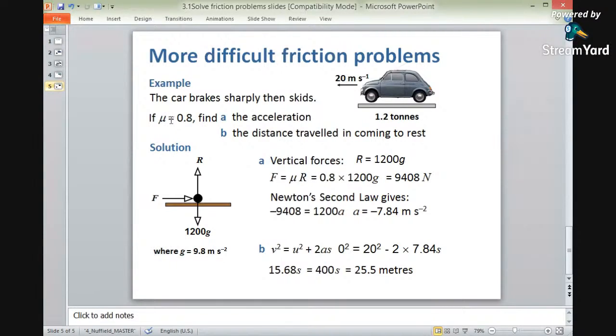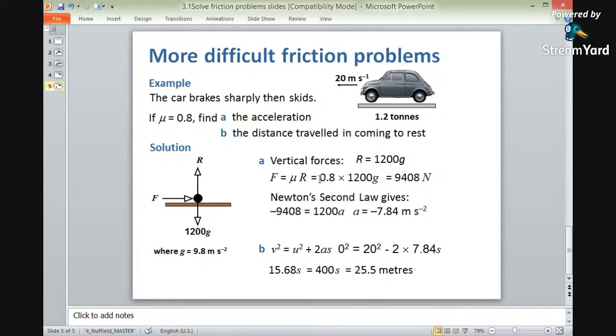Here, in this case, mu has been given as 0.8. So we have taken this as 0.8. What about the reaction? Summation of Fy is equal to 0, by considering the condition of equilibrium. Therefore, the vertical reaction R is positive, whereas 1200 g is negative. After equating, it comes to be R is equal to 1200 g. So the R we have taken as 1200 g.